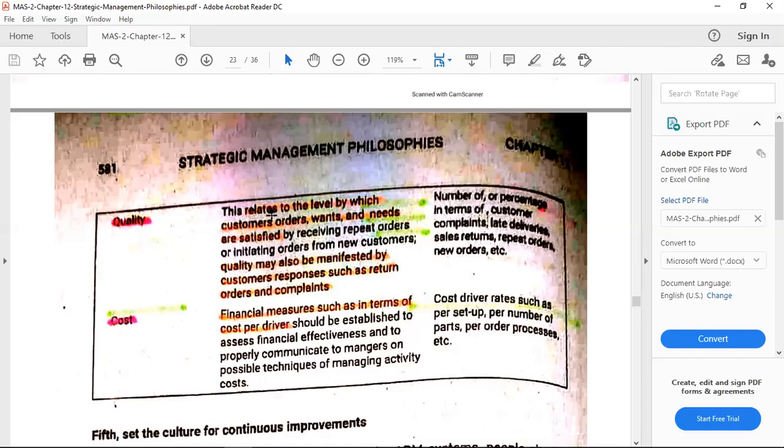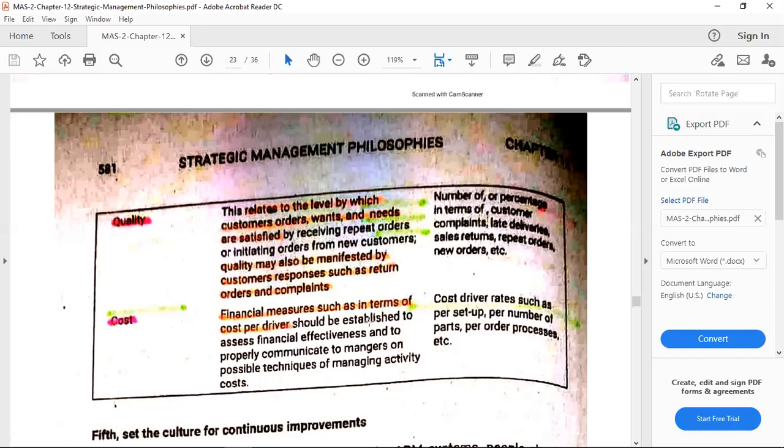But this is the level by which customers' orders, wants, and needs are satisfied by receiving repeat orders or initiating orders from new customers. So they would really demand that we want those products. So the number or percentage of customer complaints, late deliveries, sales returns, etc. Repeat orders, hopefully that's the plus, and the new orders, not the previous ones.